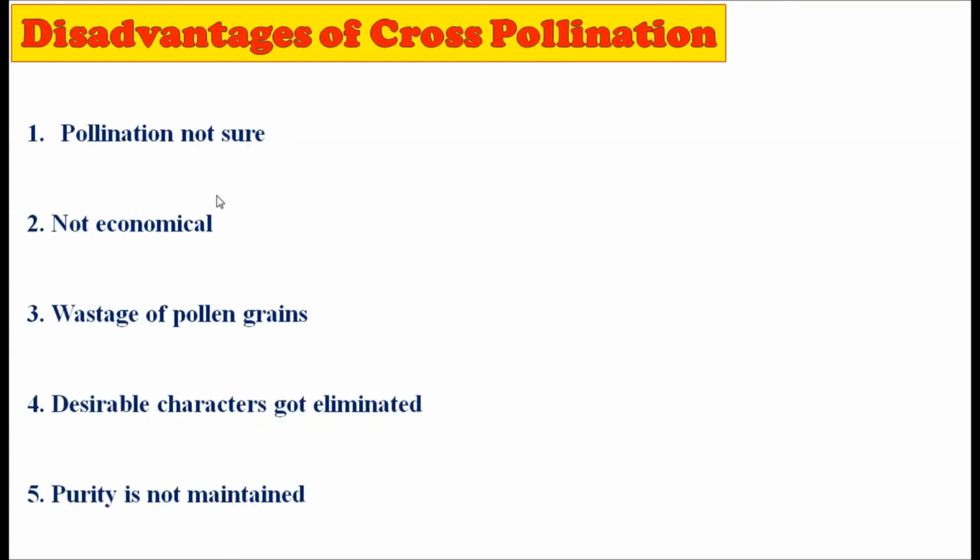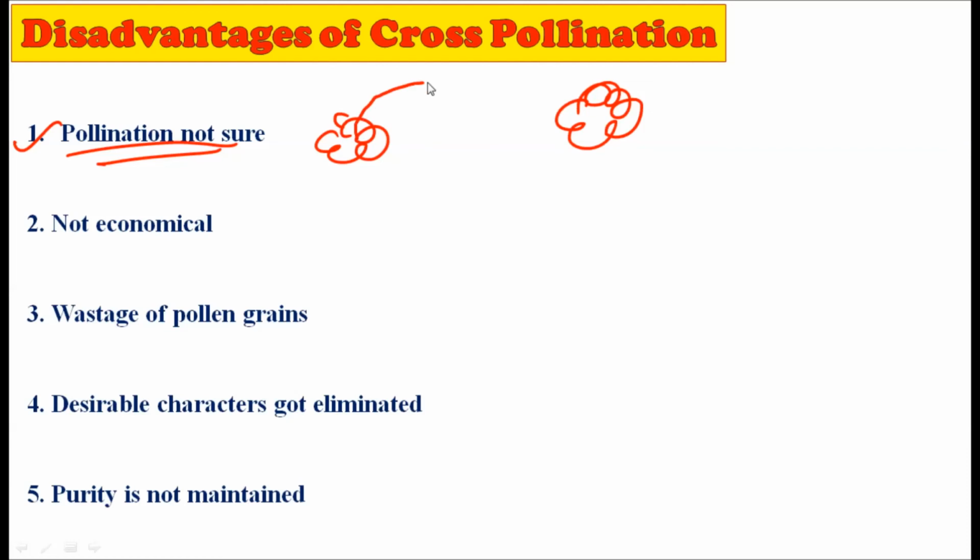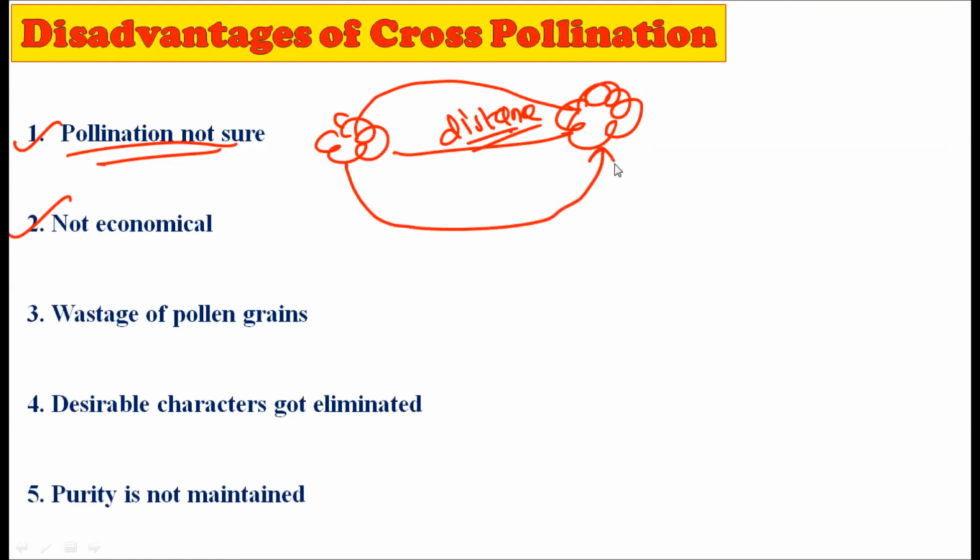All right. Then what are the disadvantages of this cross-pollination? The very first is that pollination is not sure. As you know, in transferring pollen grains from one flower to another flower, it is not definite that these pollen grains will land at the same place, and pollination is not sure because these plants are separated by a certain distance. Second, it is not economical because transferring pollen grains of one plant to the stigma of another plant requires a tremendous amount of energy, and that is why we call this process not economical.